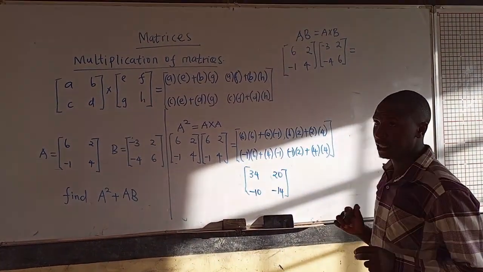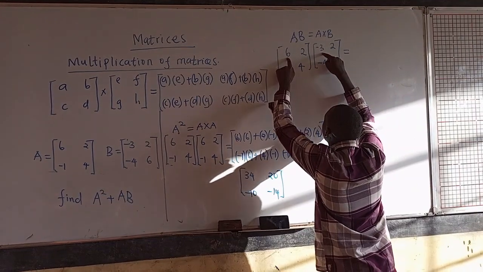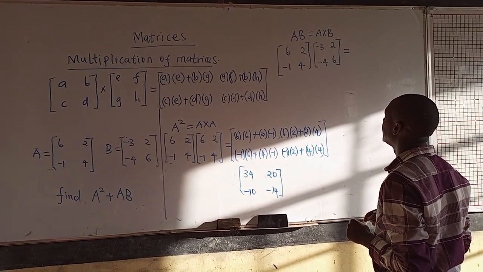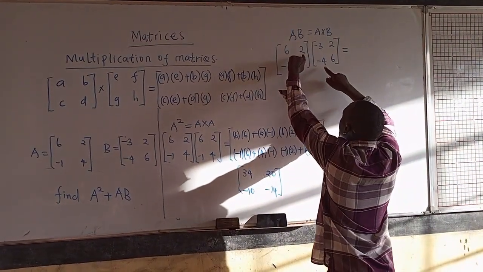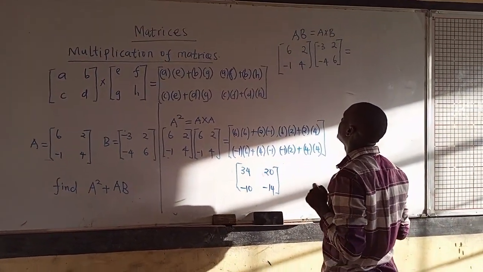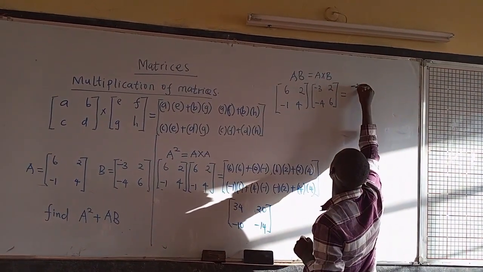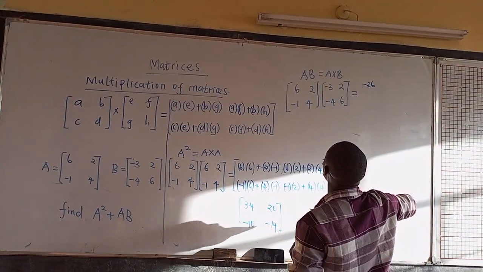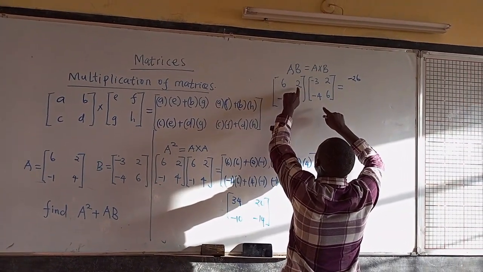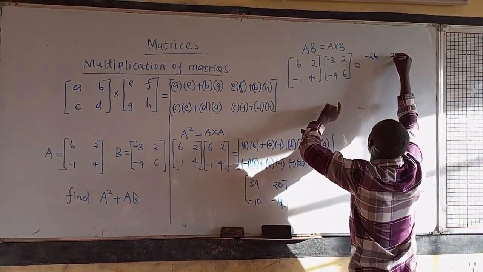Now that you know how it is done, let me do it very fast. So we are going to have negative 6 multiplied by negative 3. That is negative 18. We add that to 2 multiplied by negative 4. So negative 8. Negative 18 plus negative 8 is negative 26. And then 6 multiplied by 2 is 12. Again, 6 multiplied by 2 is 12. So 12 plus 12 is 24.